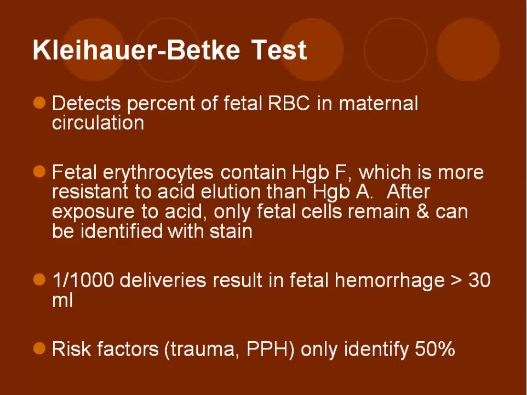Mom's blood is drawn and sent to the lab where acid is applied to the blood sample. Fetal red blood cells are more resistant to acid than maternal red blood cells. The cytopathologist can determine approximately how many fetal red blood cells are present in mom's bloodstream by seeing how many cells are visible after acid elution. Thus, the Kleihauer-Betke can guide the clinician with how much RhoGAM to give.